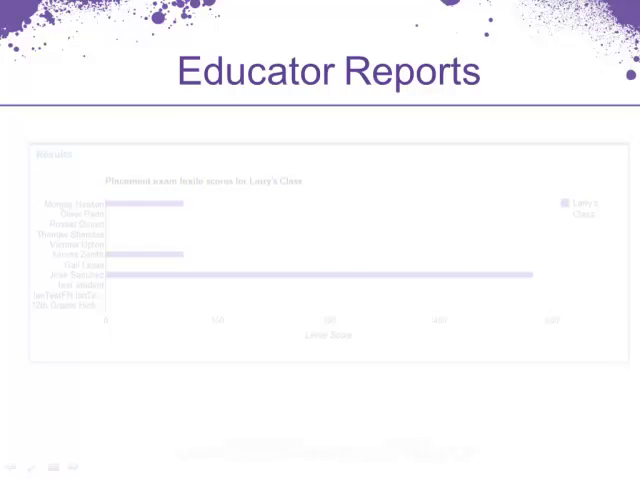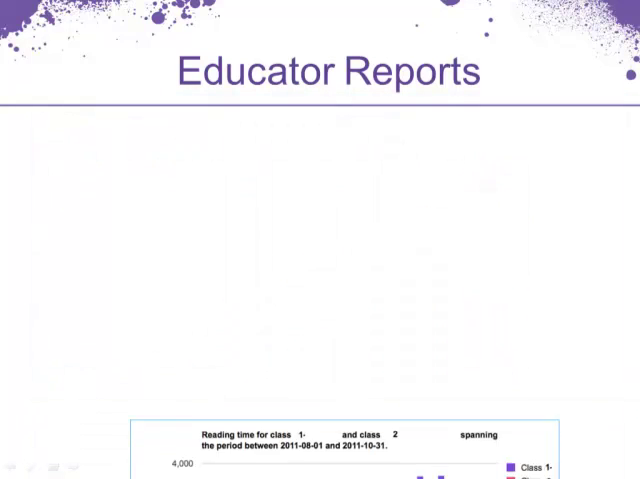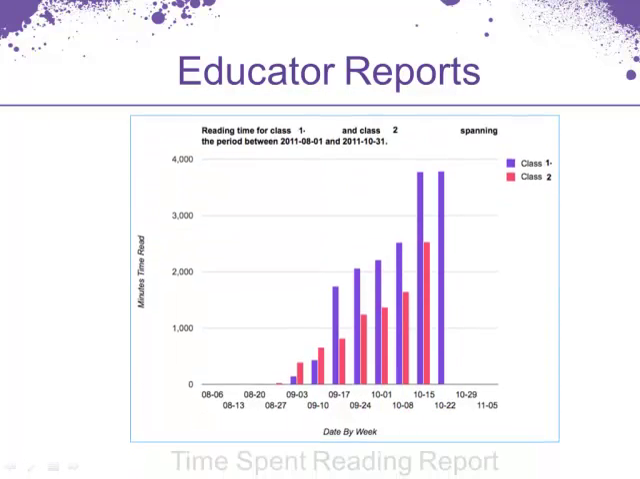All of them can be printed, and many of them can be exported into a CSV file for additional analytics. The educator reports that you'll want to take a look at include the placement exam to see who has completed the initial assessment, the growth trajectory that will show you the student's potential, time spent reading for each of the students, and being able to do a comparison either at the class or group level, or of course two individuals.